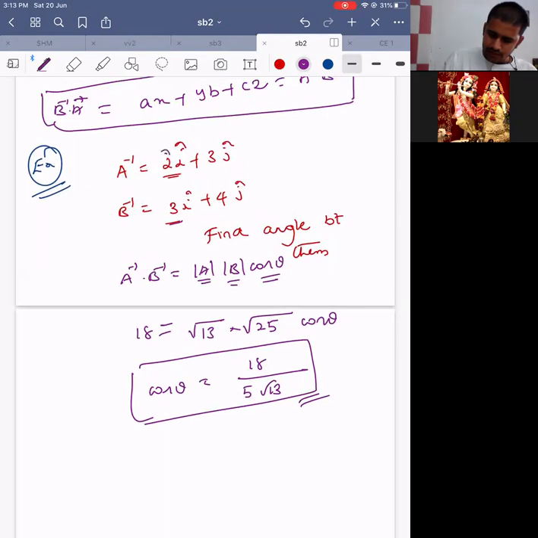So a bar dot b bar: 2 multiplied with 3 is 6, and 4 multiplied with 3 is 12. So if you add 6 plus 12 here, it is equal to 18.